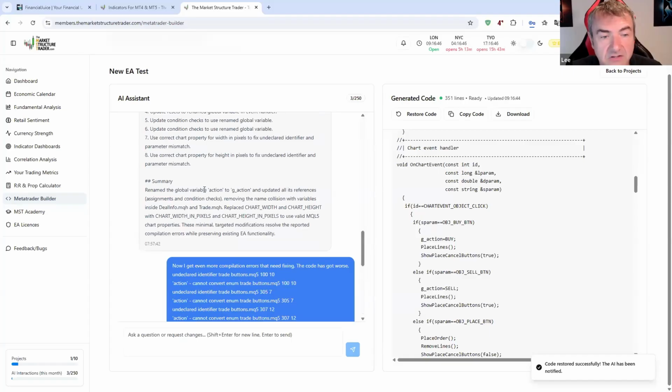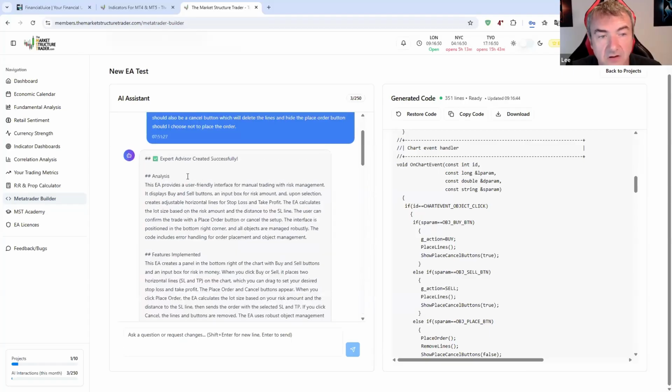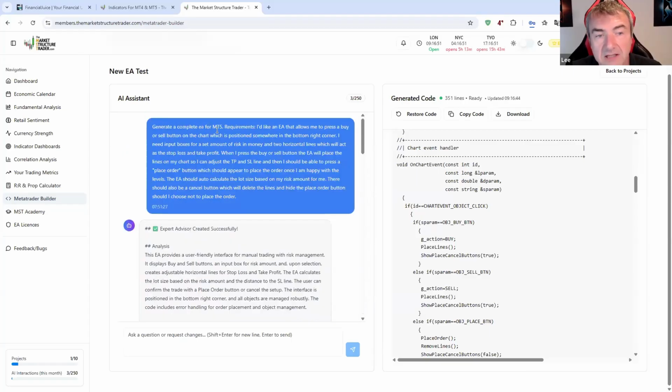Okay, so you can see here is my initial request. I said, generate a complete EA for MT5. I'd like an EA that allows me to press a buy and a sell button on the chart, positioned somewhere in the bottom right corner. I need input boxes for a set amount of risk money, and 2 horizontal lines, which will act as the stop loss and take profit. When I press the buy or sell button, it will place lines on the chart and adjust the TP and stop loss. So basically, I created a buy and a sell button with an adjustable TP and stop loss that I can use to trade on the chart.